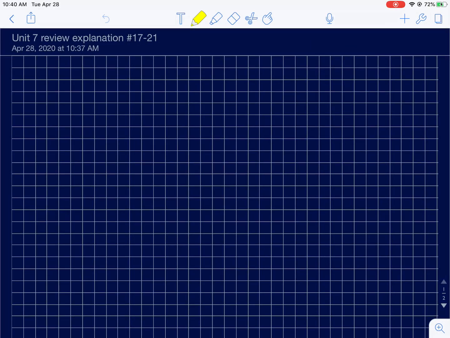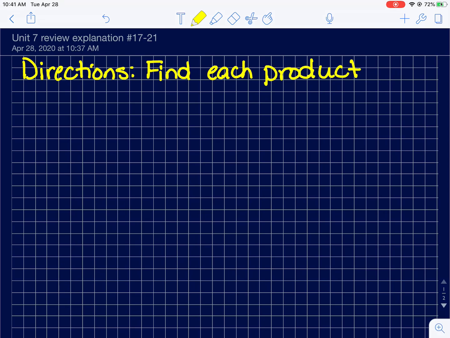Okay, we're going to continue the Unit 7 review explanations. We're going to do 17 through 21. The directions on this are to find the product. So we may have to distribute, or we may have to use the box or FOIL method. Okay, so let's do number 17.